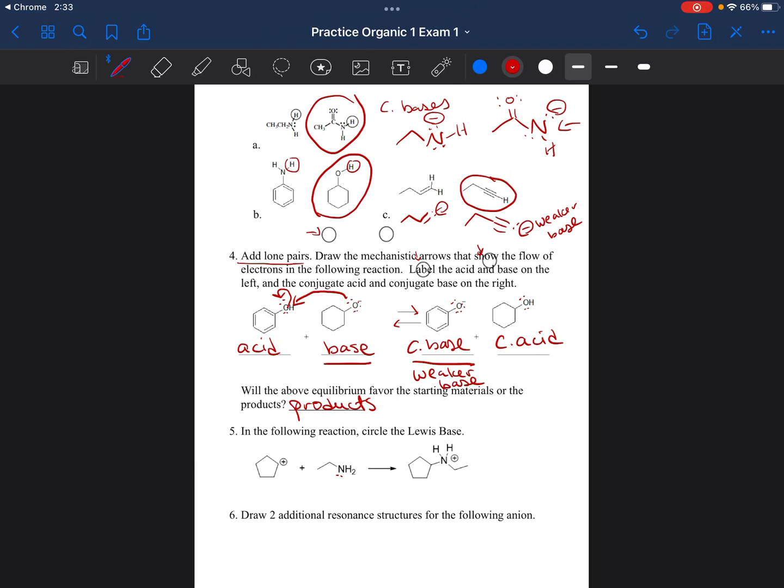It is the nitrogen that is donating electrons to the carbocation. So this would be my Lewis base, right? The one that is donating the electrons. Now the following problems are resonance. So we are going to draw additional resonance structures.